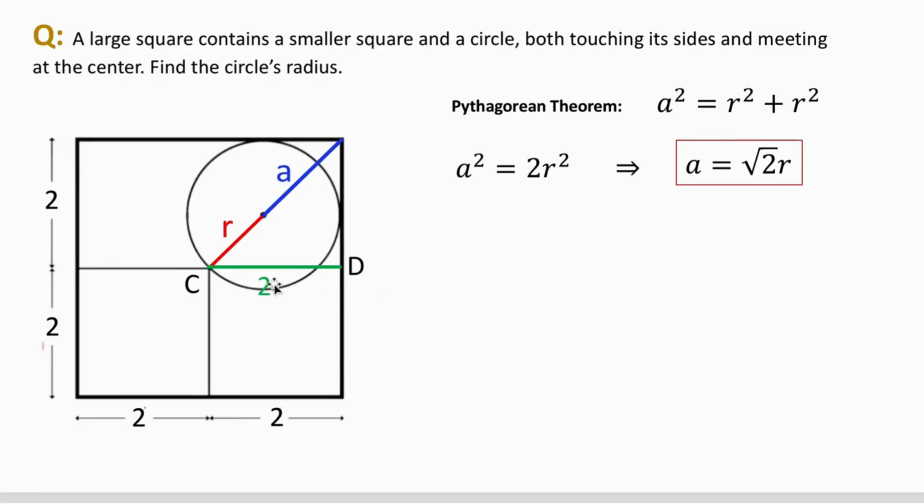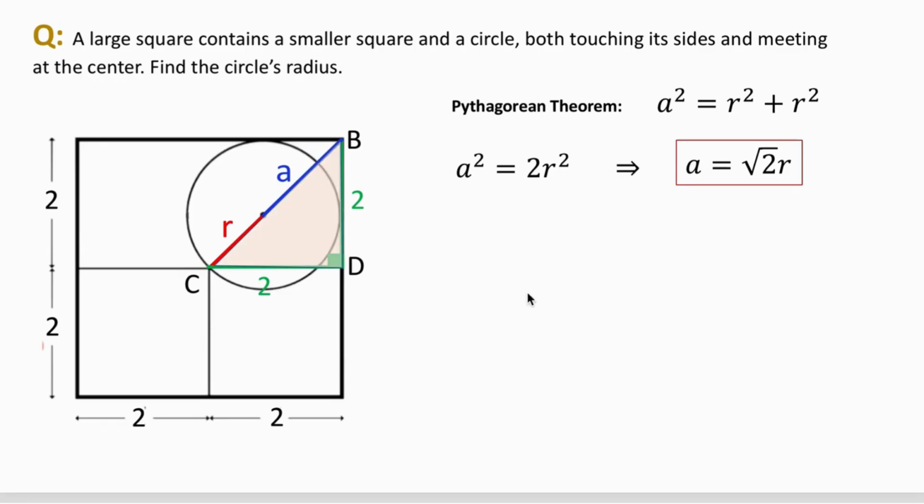The length of this line is 2 units because it is parallel and the same length as this side, and we draw another green line from point D to the point B. The length of this line is also 2 units. The angle between these two green lines is 90 degrees because these two lines are perpendicular to each other. Points B, C, and D form a right triangle.